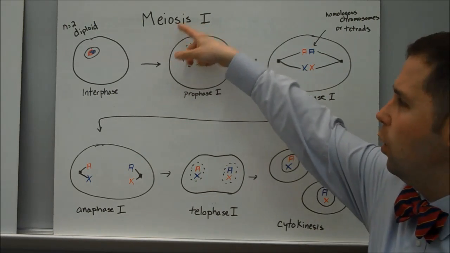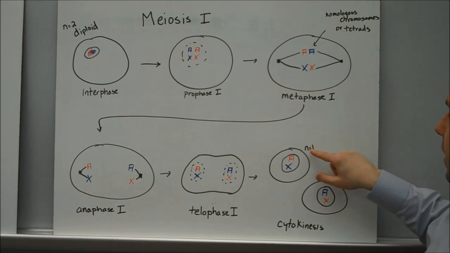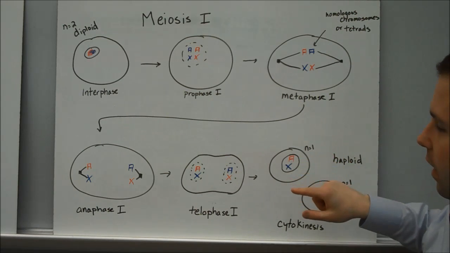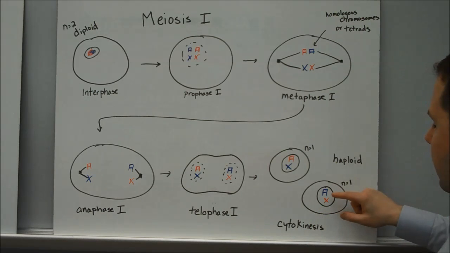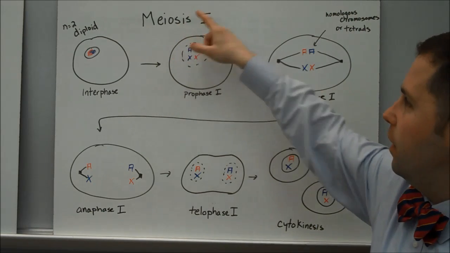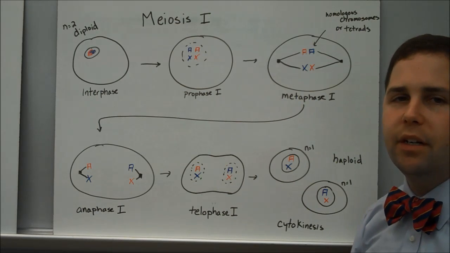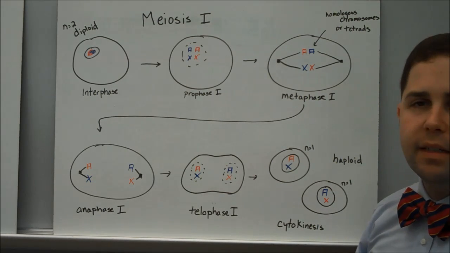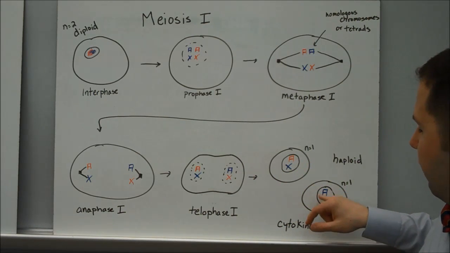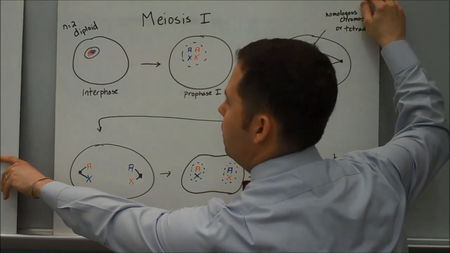Now, following meiosis 1, our two cells are haploid because they have an N of 1. So now we only have one copy of A and one copy of X in this cell. Same here, one copy of A, one copy of X. So following meiosis 1, we have two haploid cells. However, we haven't completed the process of meiosis to make gametes. The reason we need more steps is that we still have sister chromatids left in these cells. So to separate the sister chromatids, we'll move on to meiosis 2.